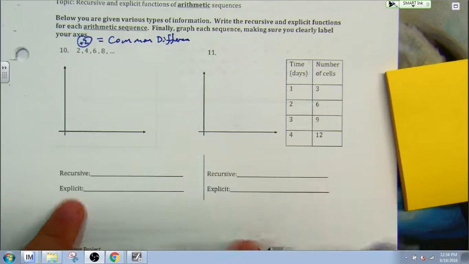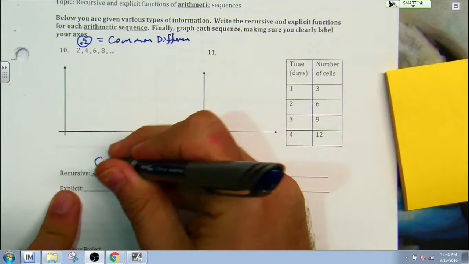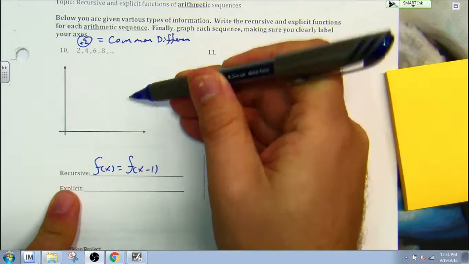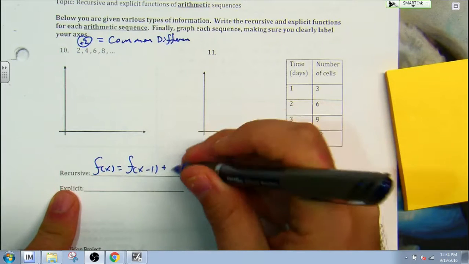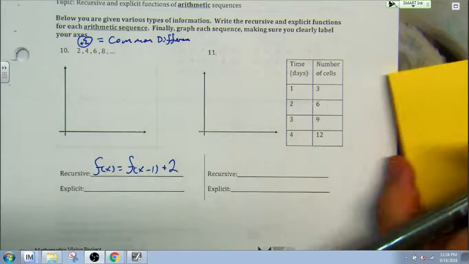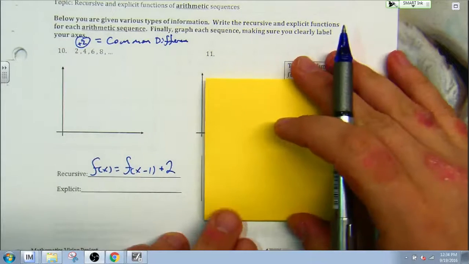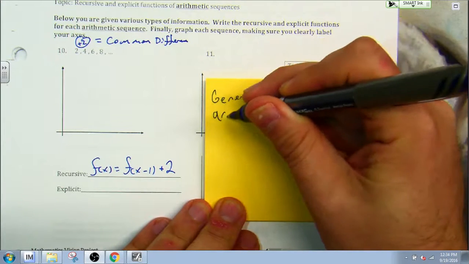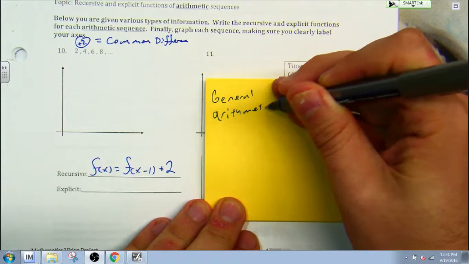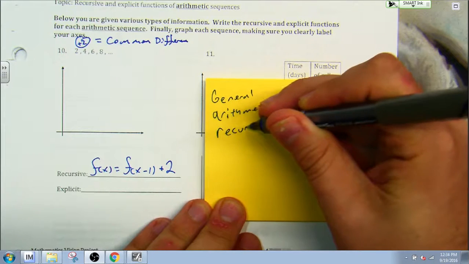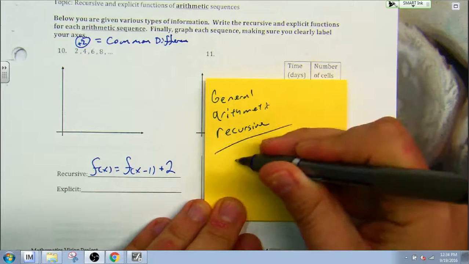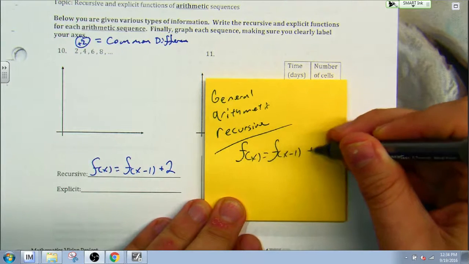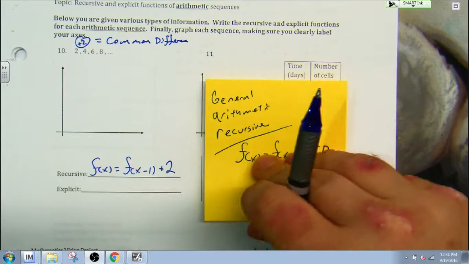And so I'll let you graph that on your own because I think the recursive and explicit's the tough part. Recursively, we're going to say f of x is the previous step, f of x minus 1, but each time we're adding the common difference. So we're going to add 2 to each step. And in fact, our general arithmetic recursive form is going to be f of x equals f of x minus 1 plus the common difference. And we're going to call that good like that.